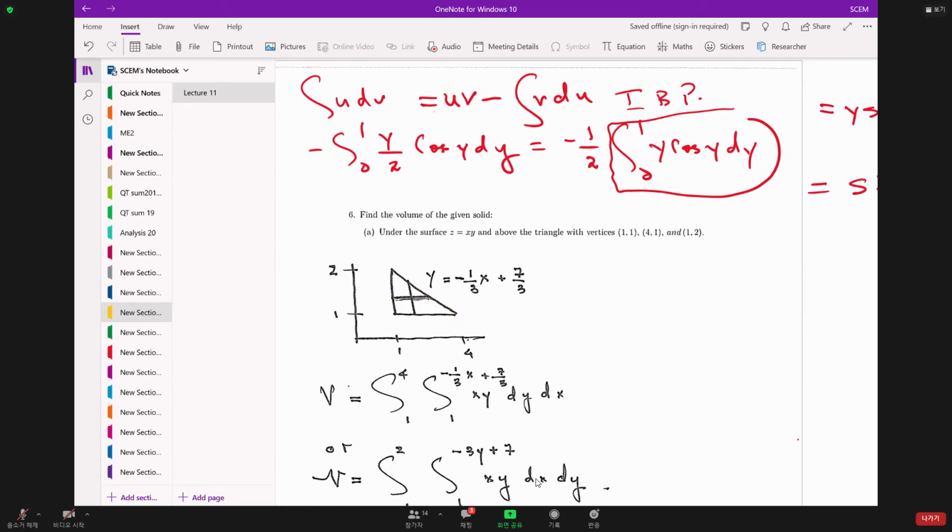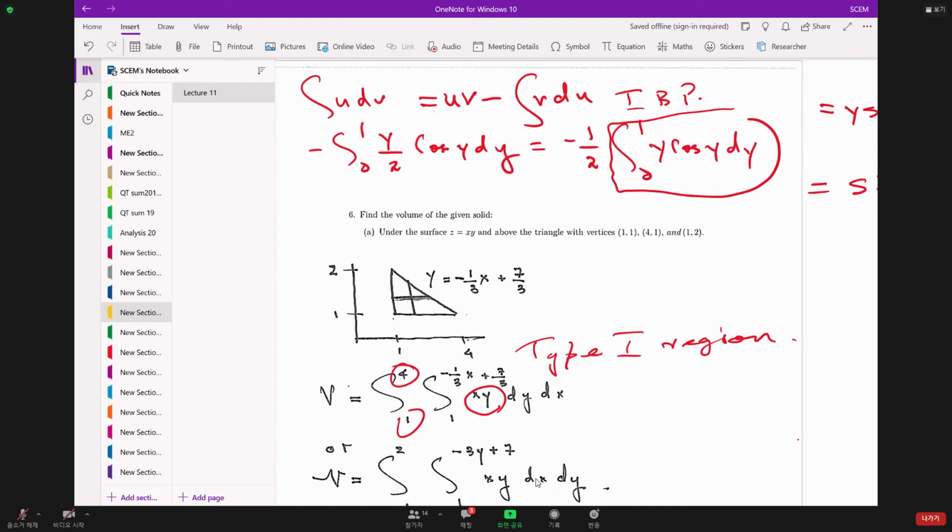Now, I am going to treat this as a type 1 integral. Your x changes from 1 to 4. There you are, type 1 region. You must get the same answer, because it is convex in both directions. Now, you integrate xy, that's your function f of x, y. Now you integrate with respect to y first.